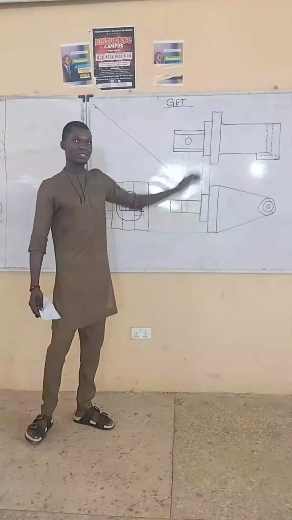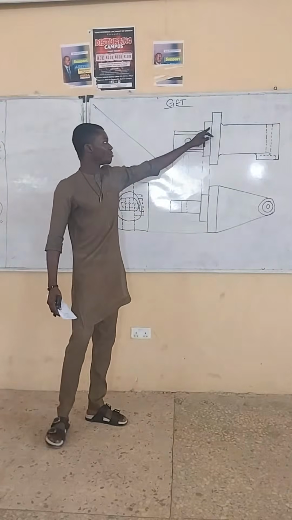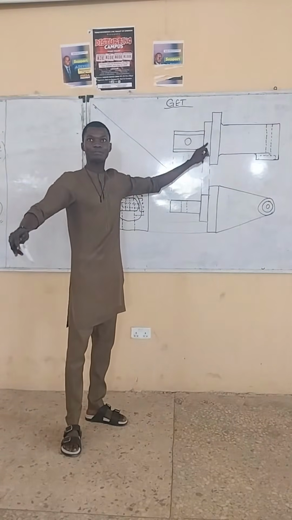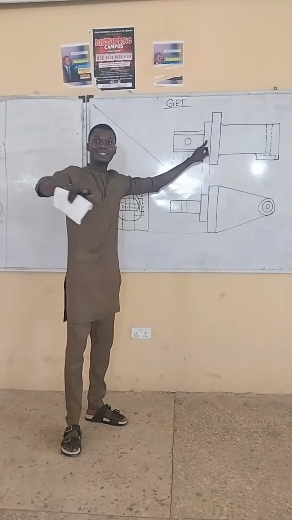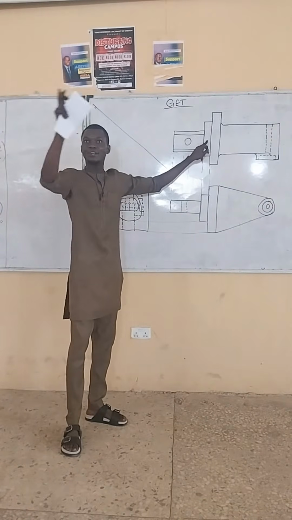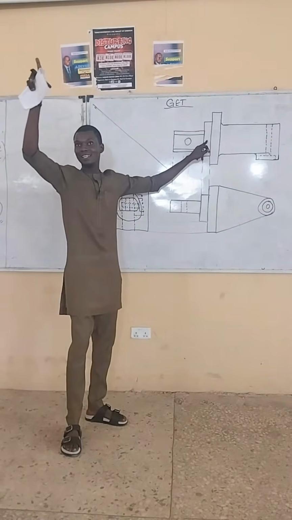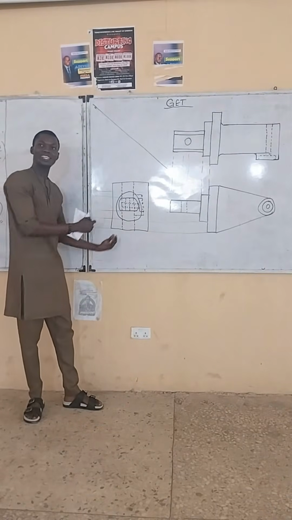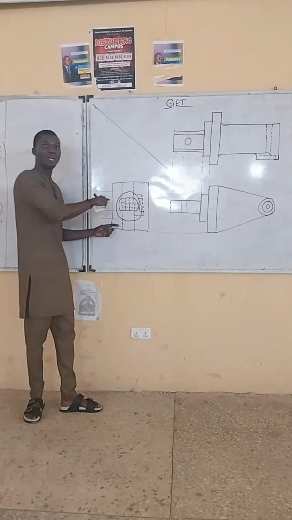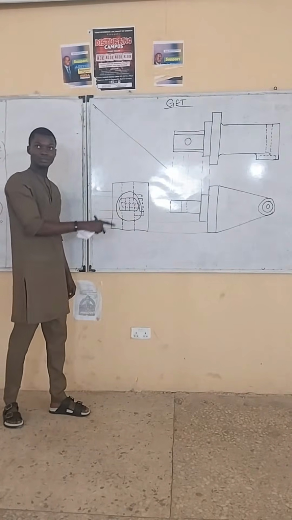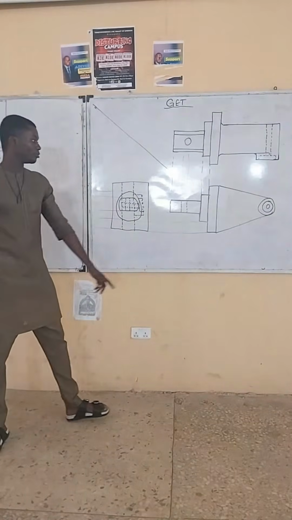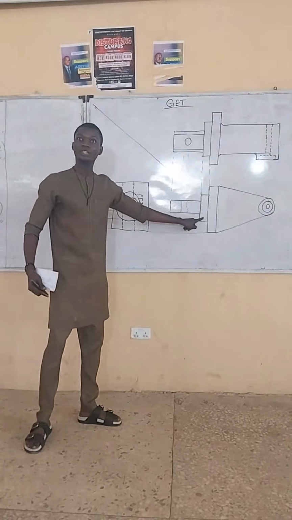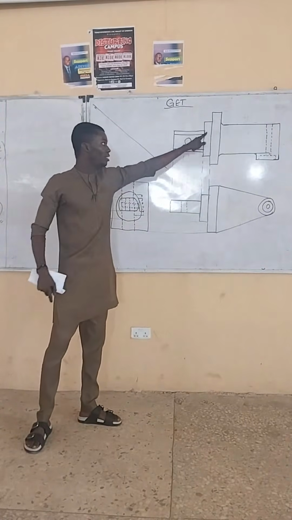Then you have this part. Now, this part is for that circular stuff. You can only see that circle from the side. That is a circle. If you look at it from your front view, it's a rectangle. If you look at it from the plan, it's a rectangle.